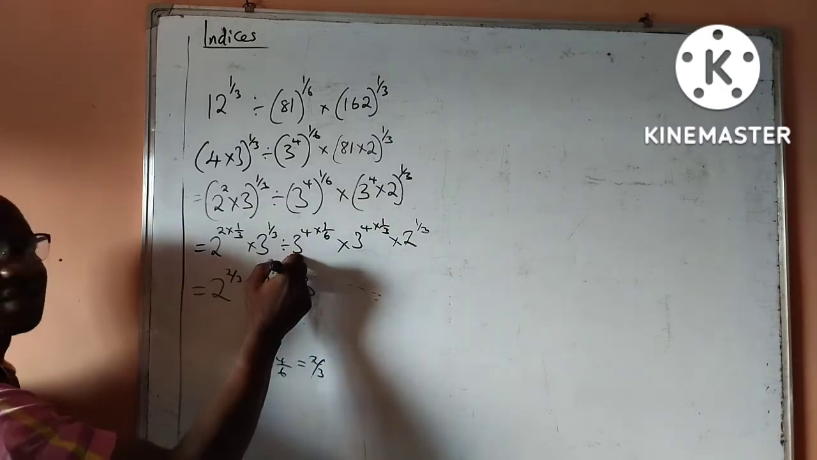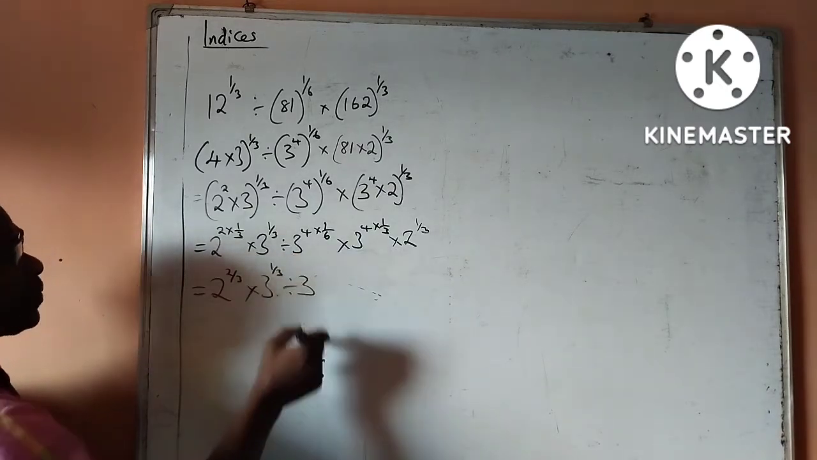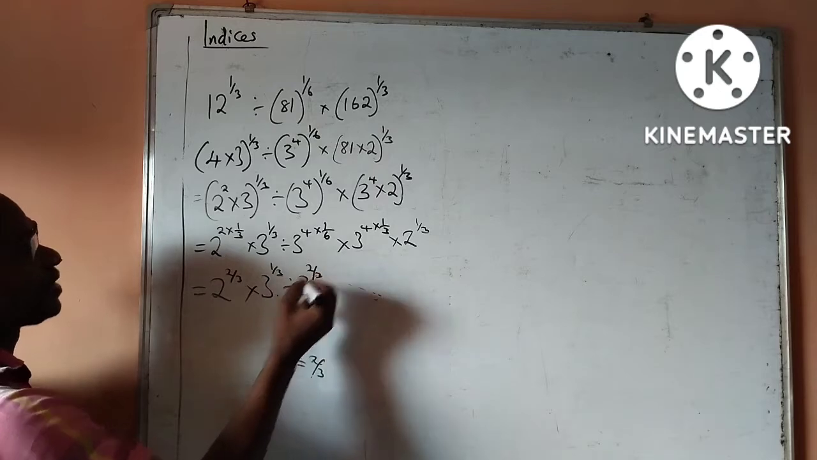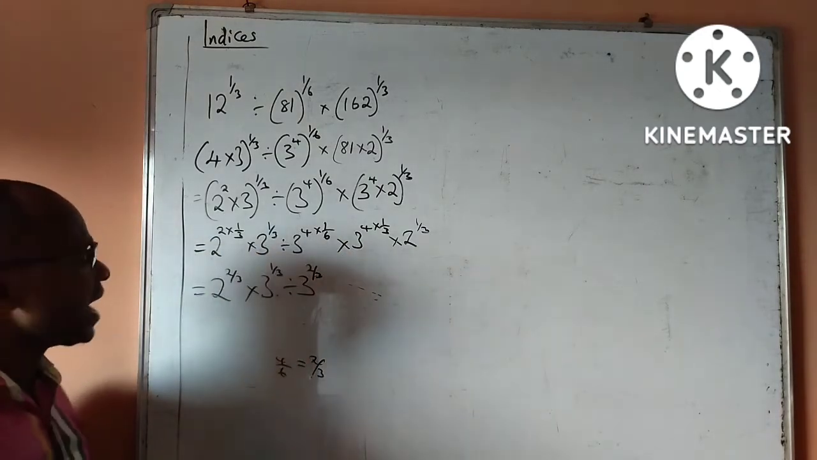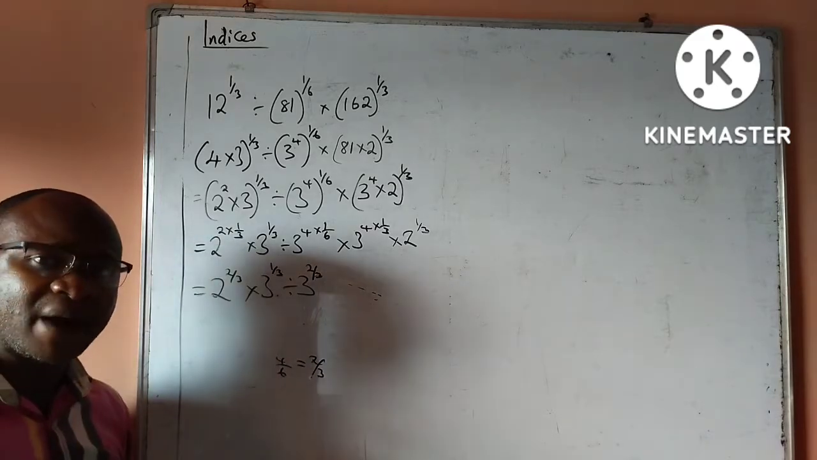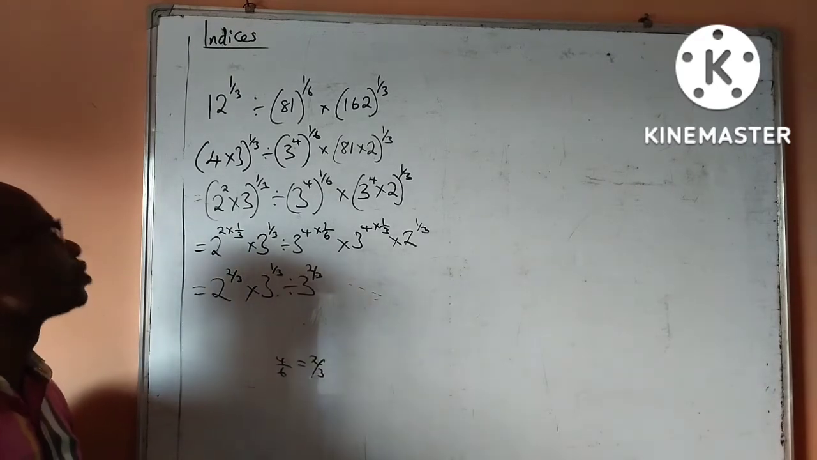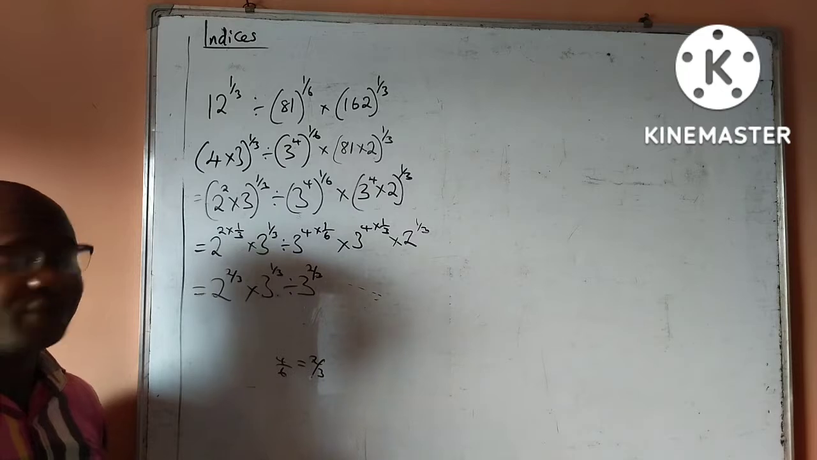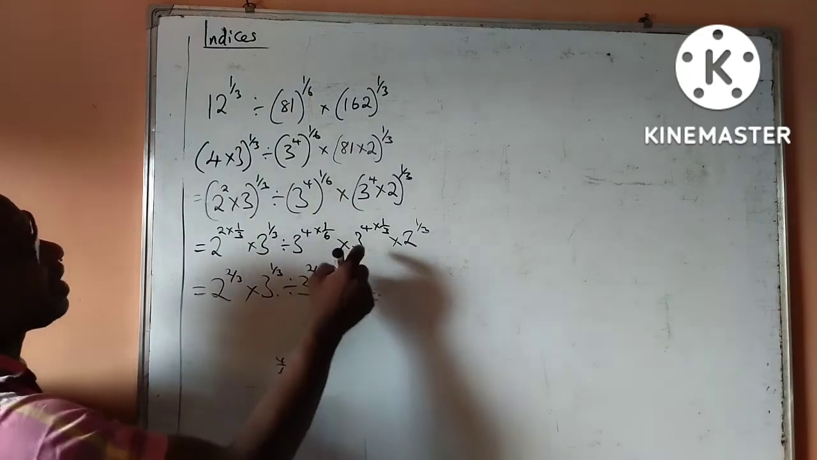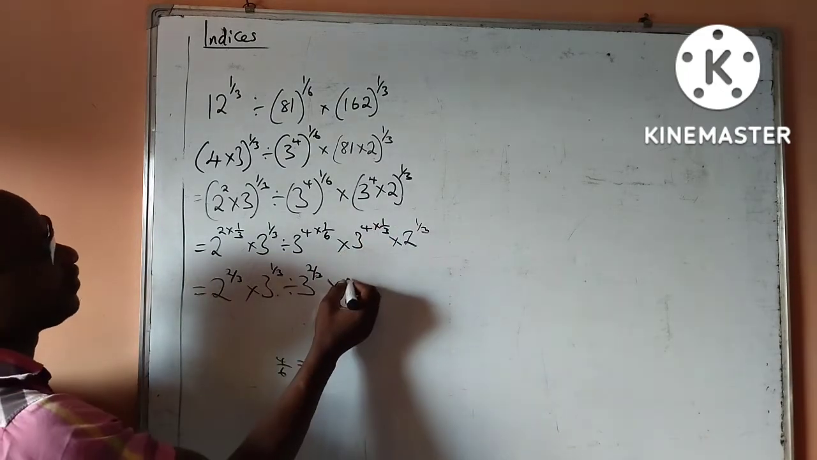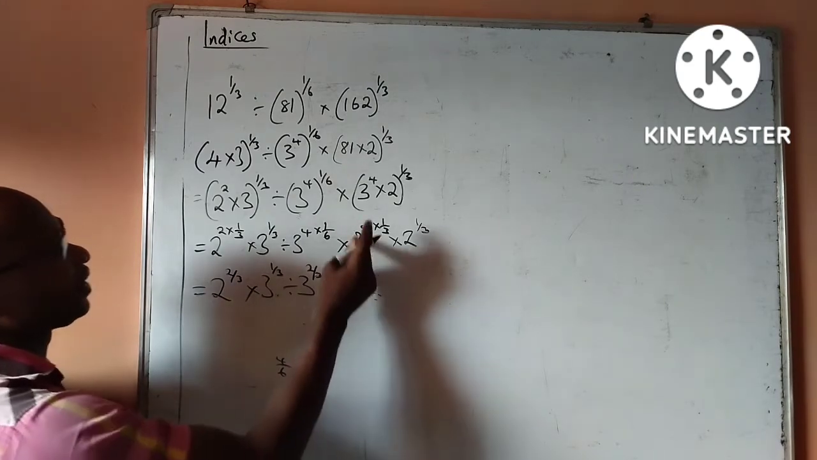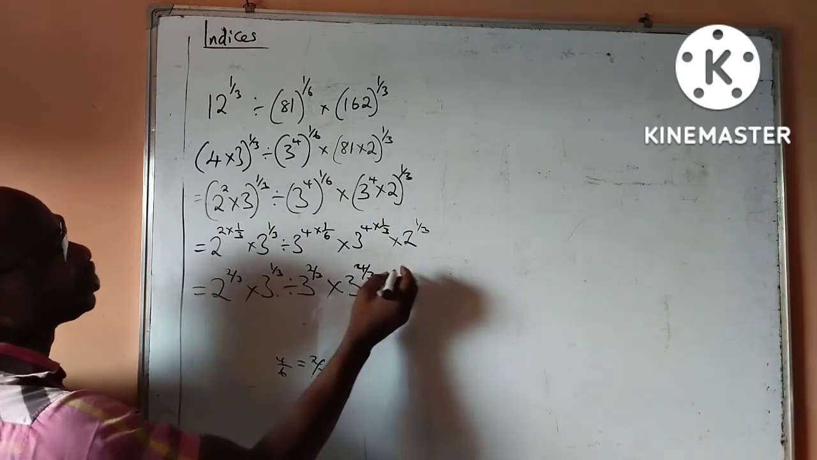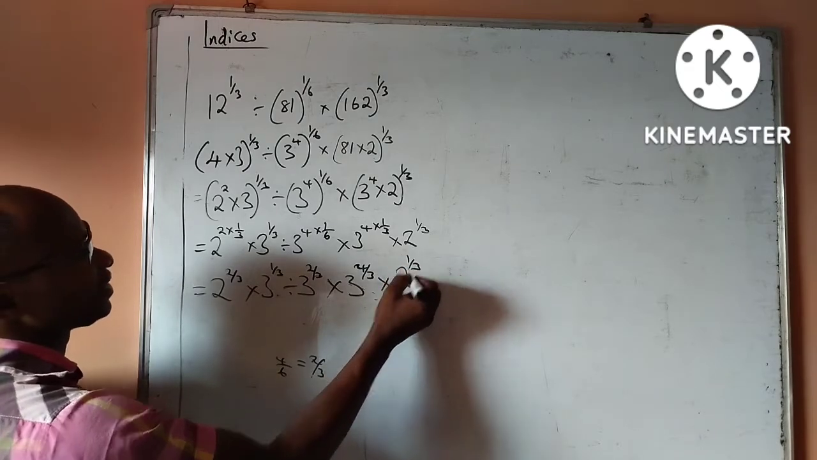So I can now write 3 raised to power 2/3, meaning I have multiplied 4 and the 1/6, I got 4/6, and I reduced that power to become 3 raised to power 2/3. Then multiply by 4 times 1/3 will give me 3 raised to power 4/3. Then lastly 2 raised to power 1/3.